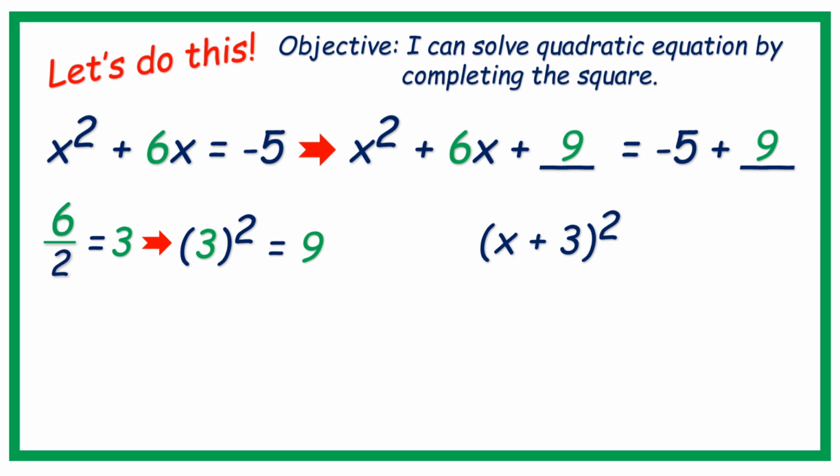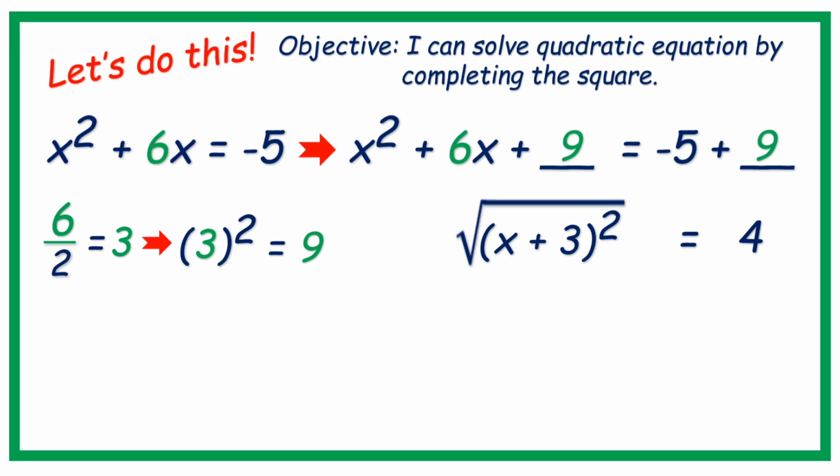So x plus 3 squared equals 4. Where did you get the 4? Negative 5 plus 9, the answer is 4. Always remember, when you add numbers with different signs like this one, just subtract and copy the sign of the larger number. In this example, negative 5 plus 9, the larger number is positive 9, so we get the sign of 9. So the answer is 4. Again, we have x plus 3 raised to the second power equals 4.